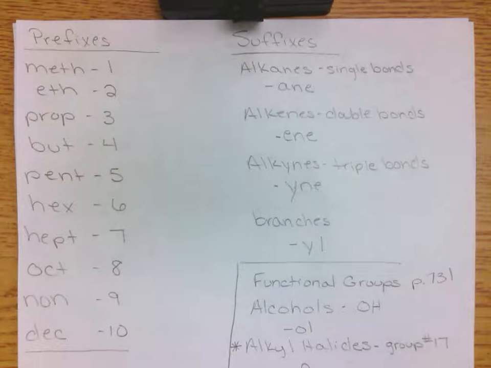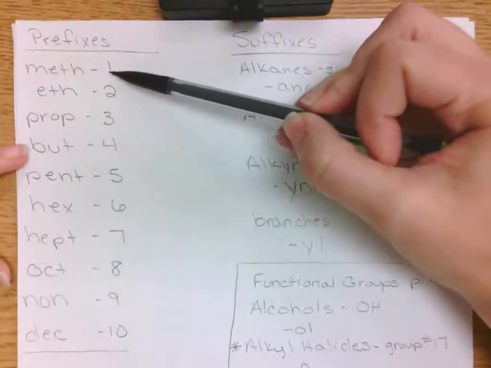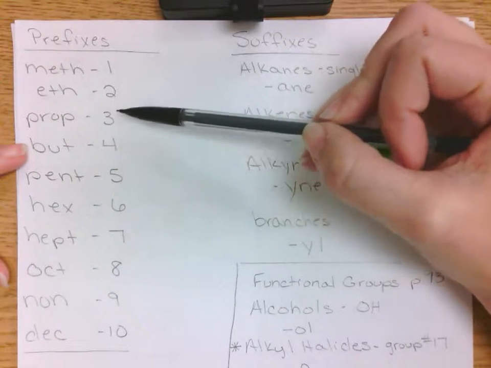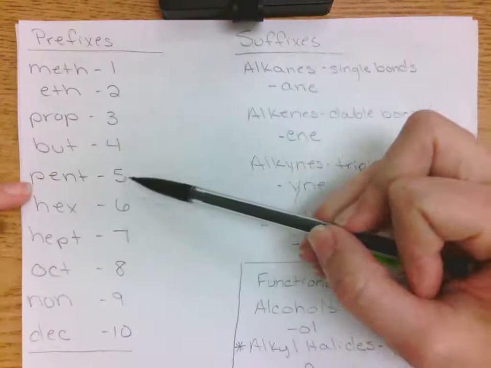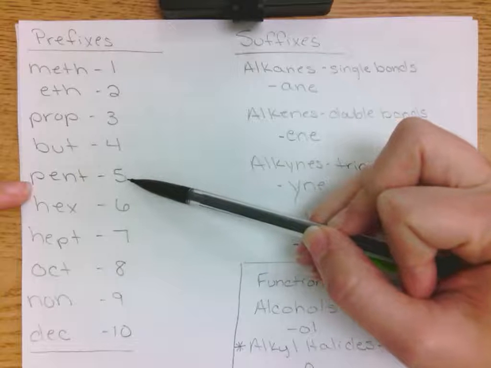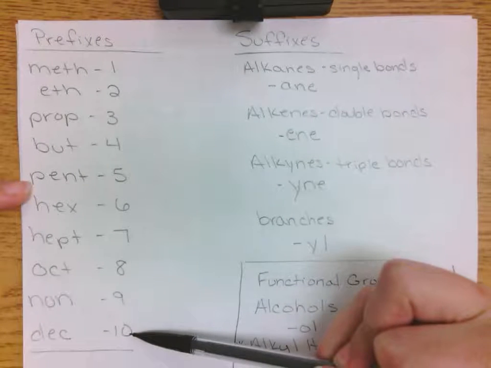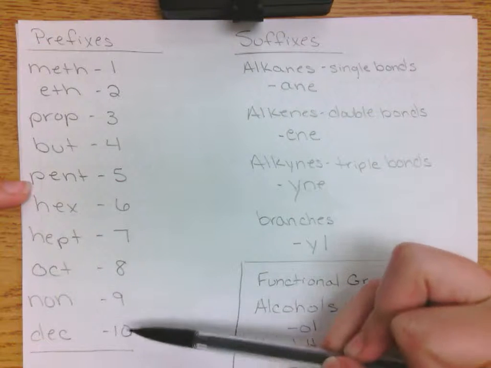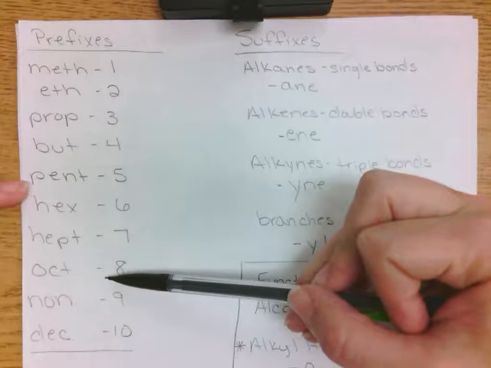Okay, in this video I'm going to go over how to write formulas for alkanes and how to name them. The first thing you need to know about are these prefixes. The number represents how many carbons are in your chain. So pent, just like pentagon, tells us I have 5 carbons all connected together in a chain. Dec is for 10, I have 10 carbons all connected together in one chain. So these are going to be the prefixes to tell me how long my chain of carbons is.